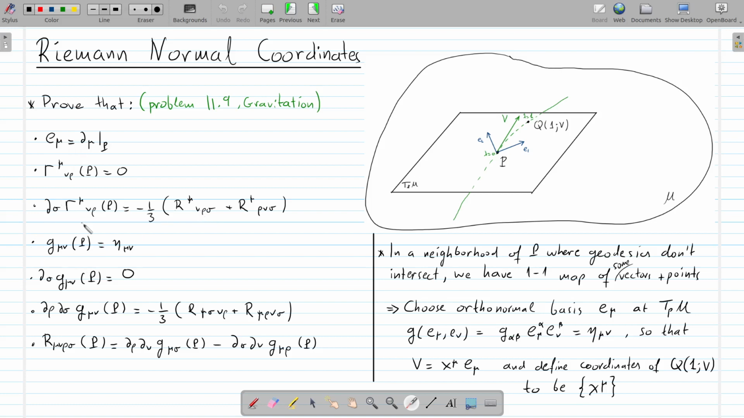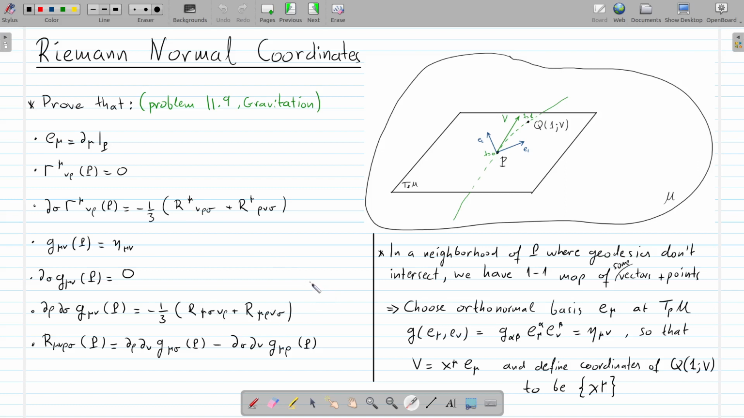So those properties also mean that g mu nu at the point P is equal to eta mu nu, that the first derivatives of g vanish at the point P, and the second derivatives of g are given also by similar components of the Riemann curvature tensor. Just notice that this mu index here has been put downstairs, so these and these are not the exact same values, so we have to lower this index to obtain this expression.